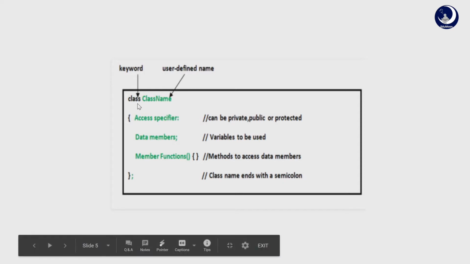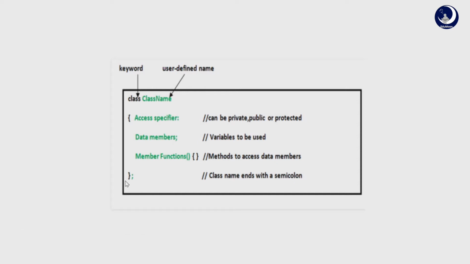Here we have the class keyword, followed by the class name. And then we'll be having an open curly brace and a closing curly brace. It should be noted there is a semicolon at the end of the closing curly brace, and in that we have the access specifiers. These can be private, public, or protected. Then we have the data members, that are the variables to be used, and then we have member functions, methods to access the data members. That is, using these functions we can modify the value of these data members.